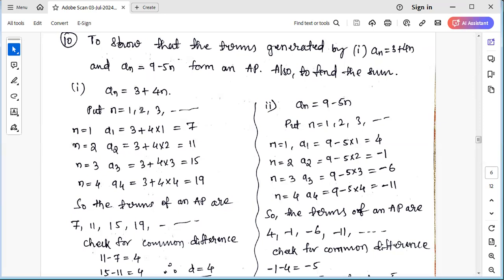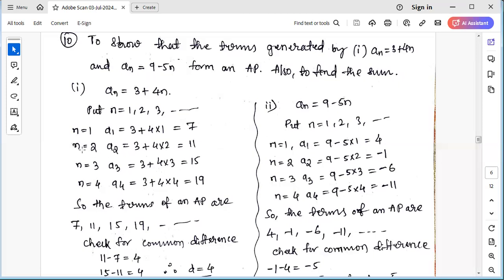Here you have to put n = 1, 2, 3, ... to get the different terms. So when you put n = 1, you will get the A1 term. A1 = 3, you write as it is, plus 4 into n, means 4 into 1. So 4 into 1 is 4, 4 plus 3 is 7.